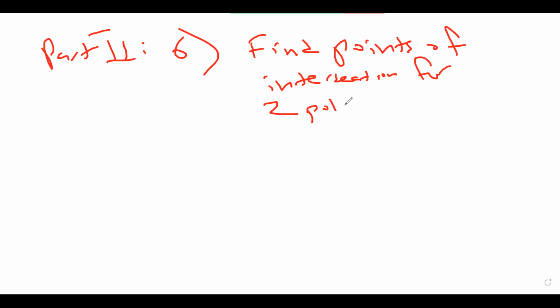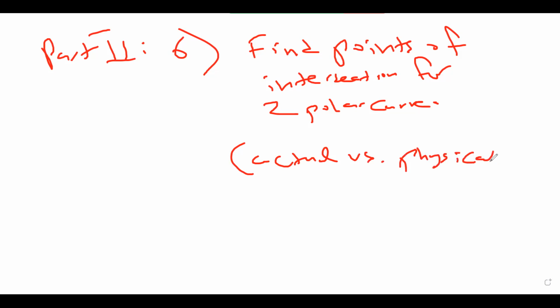For two polar curves, so basically, actual versus physical, or in Duke's case, the virtual. Intersection, sorry. Points of intersection. Yeah, actual is like what you get algebraically, and then physical is like what you see on the graph.